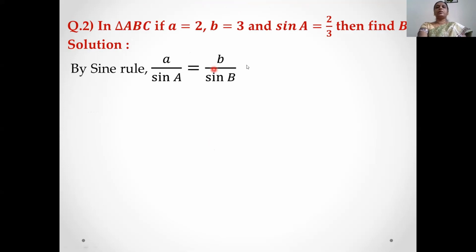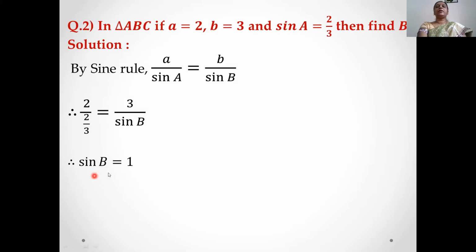Only use a divided by sin A is equal to b divided by sin B from the sine rule. Okay, now in this formula, keep the value of a as 2, value of b as 3 and value of sin A as 2 by 3. Now simplify this. After simplification, we will get sin B is equal to 1.